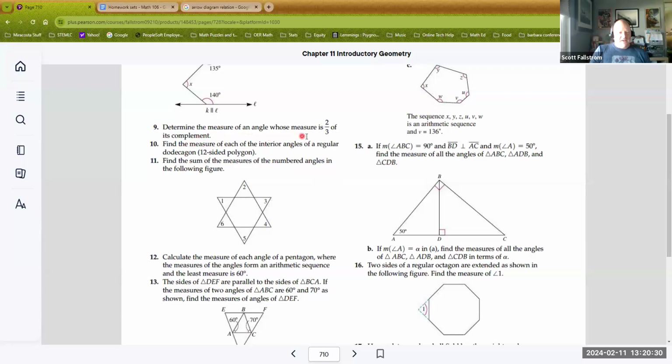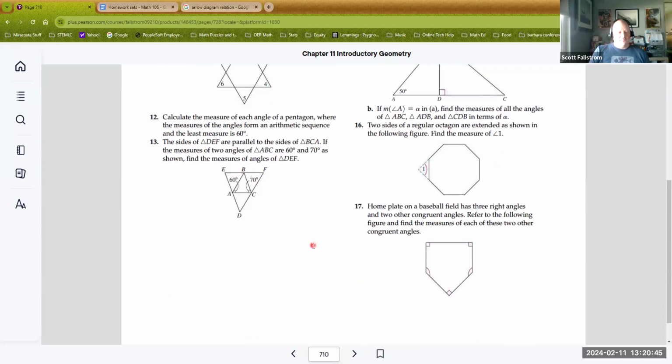Let's see here. Determine the measure of an angle whose measure is 2/3 of its complement. Okay. Once again, think of it. What's its complement? Has to add to 90. So I create an equation. And then the angle is 2/3 of that. Got it. So I now have two equations and two unknowns.